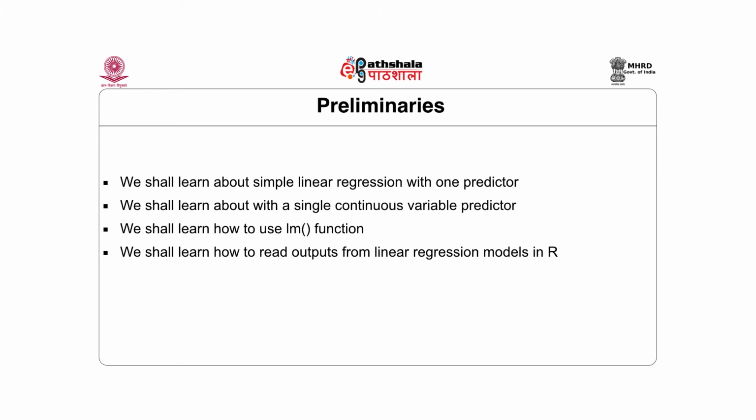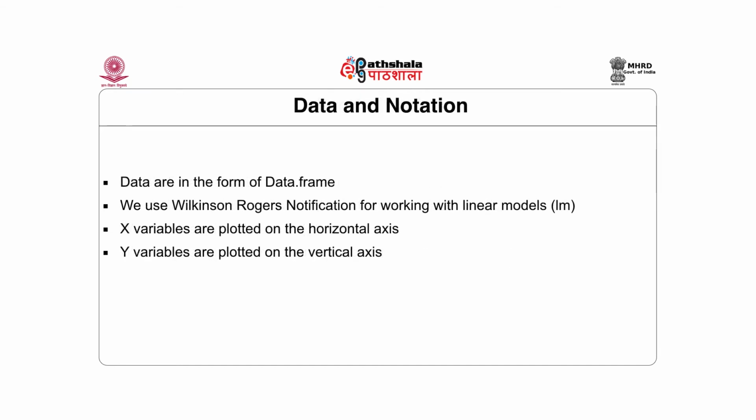So to continue, we are going to learn simple linear regression with one predictor, and we're going to use the LM function. Right. So let's start with some preliminary ideas about data and notation. All the data that we're going to use should be in the form of a data frame. So you can have individual variables, and these variables are coerced into a rectangular data frame, and we shall be using that rectangular data frame in order to run the regressions.